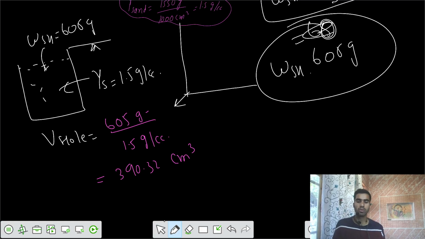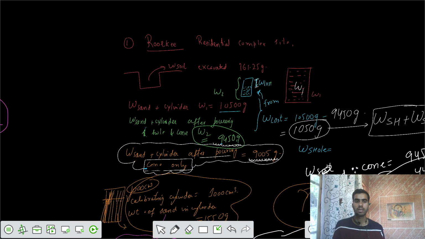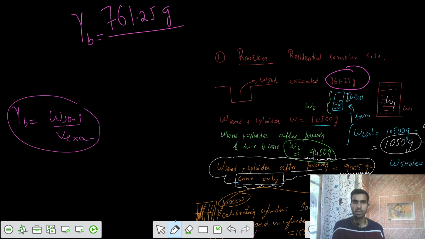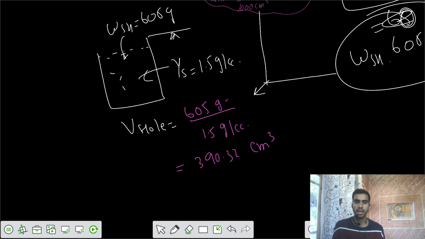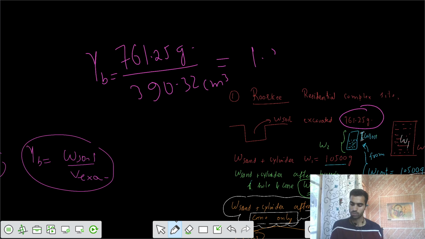So this is the volume of the hole. Once we got the volume of the hole, we can say what is the density of the soil. So your density of the soil is the weight of the soil we have already calculated, that was given to you as 761.25 grams, divided by the total volume of the hole, that's 390.32. So that's the solution for the problem: 1.95 grams per cc.